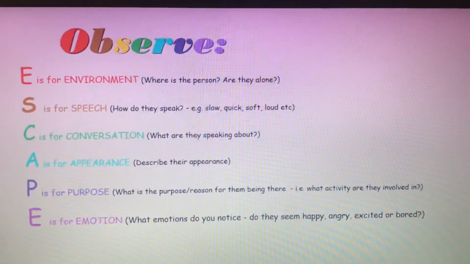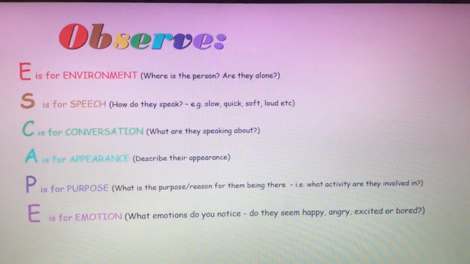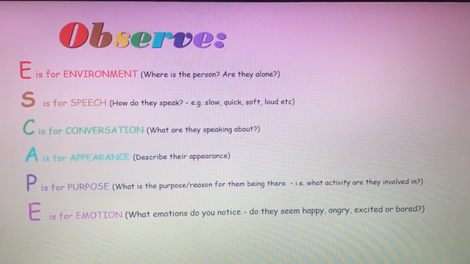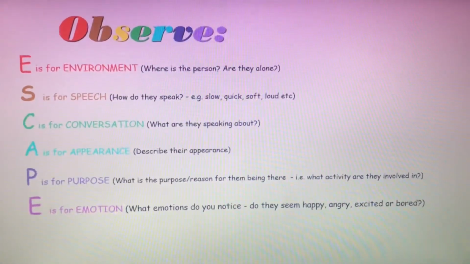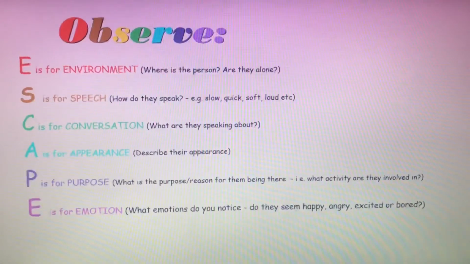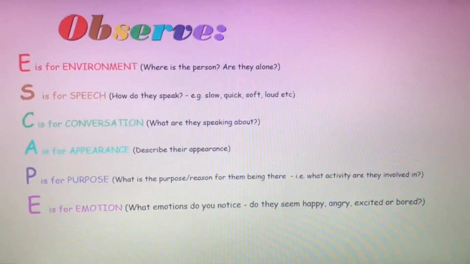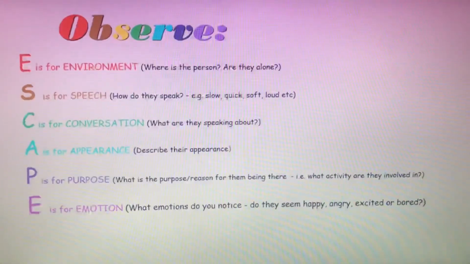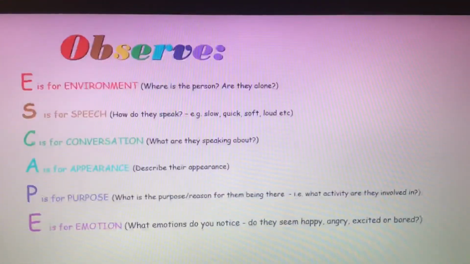P is for purpose. Purpose. And we want to think, when we're thinking about the purpose of what they're talking about, what is the purpose or the reason for this person being in the situation they are in? So for example, if it's someone in a shop, is that person there because they are shopping? Yeah? They might be there because they are working. They're maybe working behind the till or stacking shelves. Or maybe they are someone giving a delivery to that shop. Okay? Maybe they are a security guard at the door. So the different situation, just because they're in a certain place, they could be there for a variety of reasons.